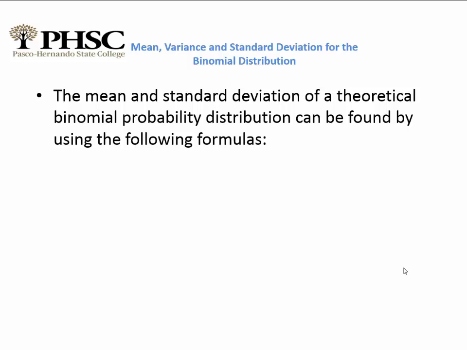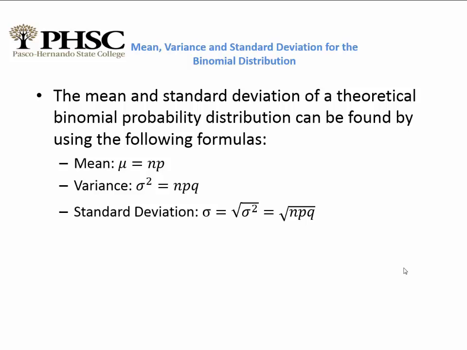Now, the mean and standard deviation for a theoretical binomial probability distribution can be found by using the following formulas. The mean is just n times p, which is the number of trials times the probability of success. The variance is just n times p times q, and the standard deviation is just the square root of n times p times q.